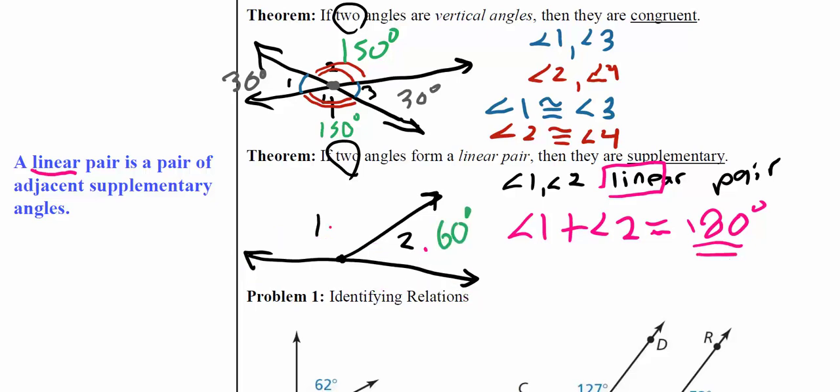This is convenient, right? So if this is a linear pair and angle 2 is 60 degrees, then I would have to go ahead and see what angle 1 is, but I know they both add up to 180 degrees. So that means angle 1 must be 120 degrees.